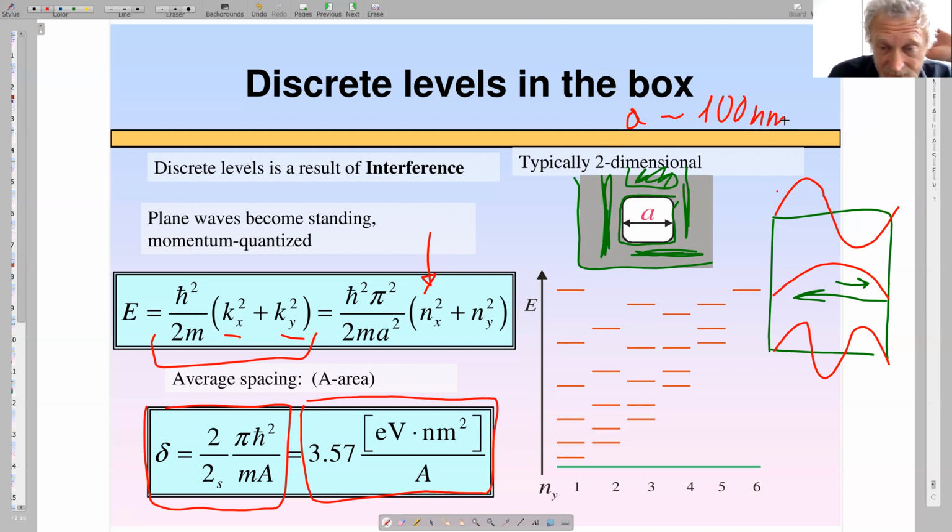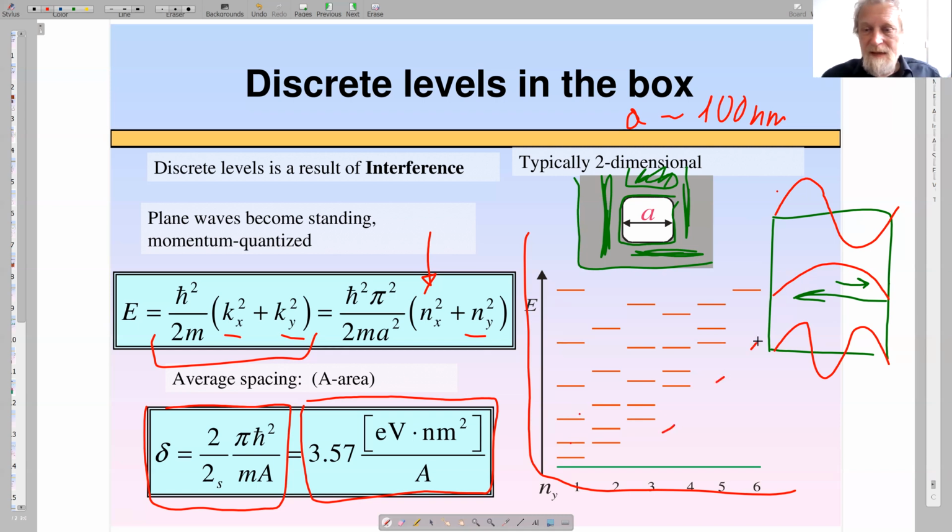Fine. What else would I have to say? Well, about the levels. As we see, levels form a rather regular series. So within each series, I fix n_y squared and plot all levels corresponding to n_x. So I have a discrete parabola. The spacing between the levels within a series increases. But well, I have to plot all series together.